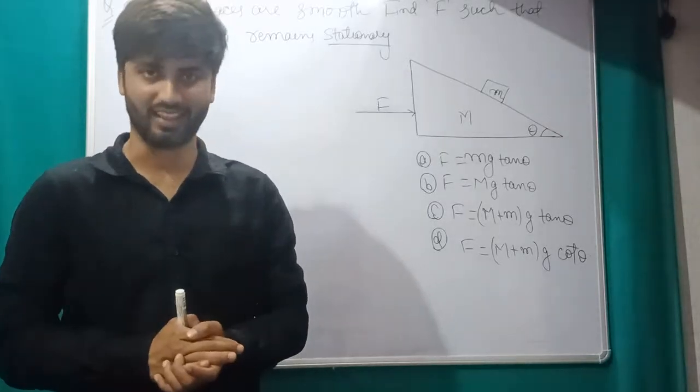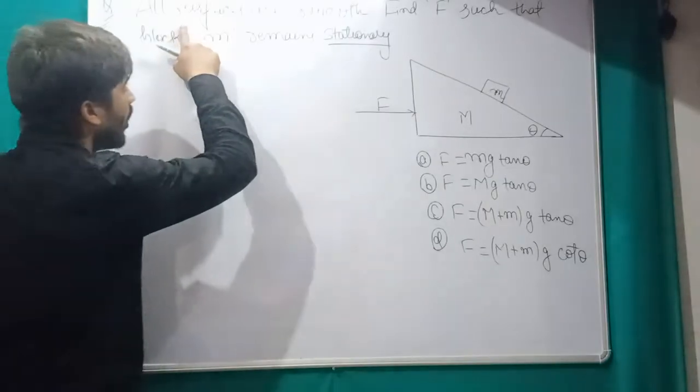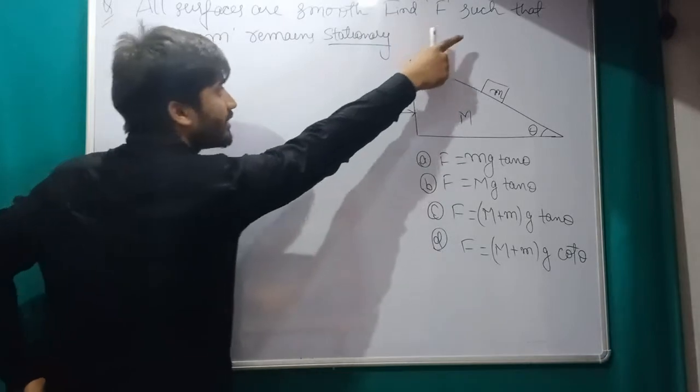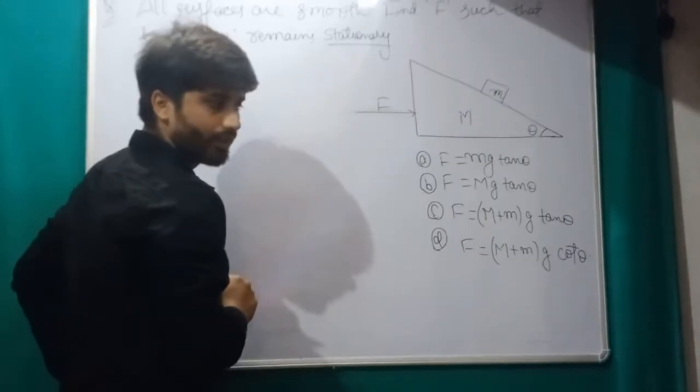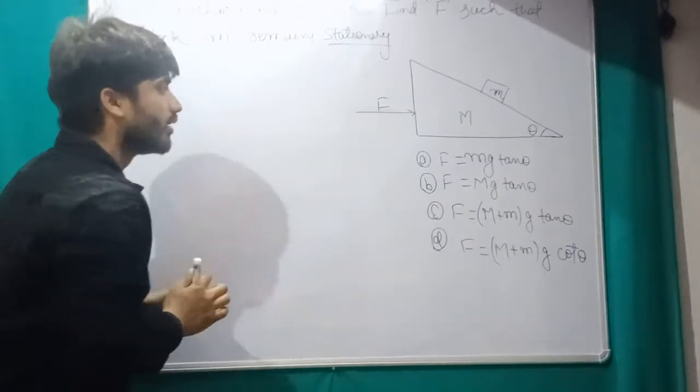JEE and NEET faculty. As you can see over here, a question is written. All surfaces are smooth. Find force F such that the block small m remains stationary. Done. So what is the question all about?